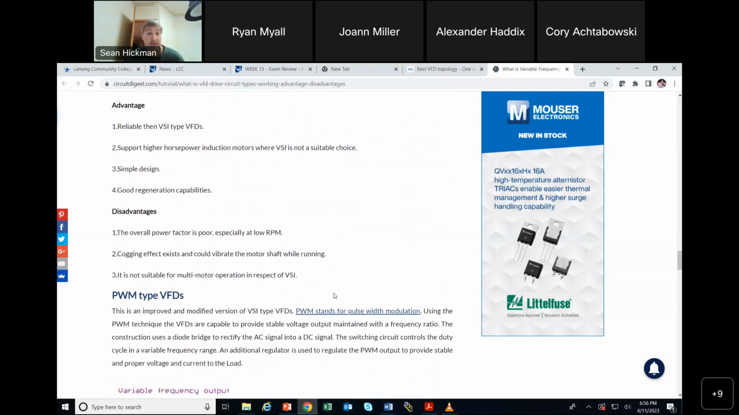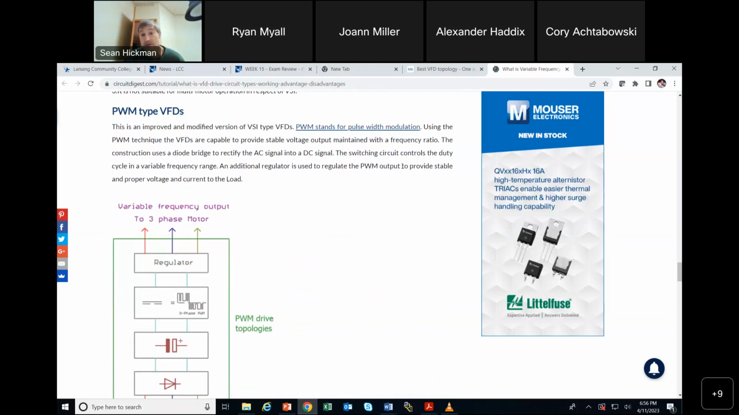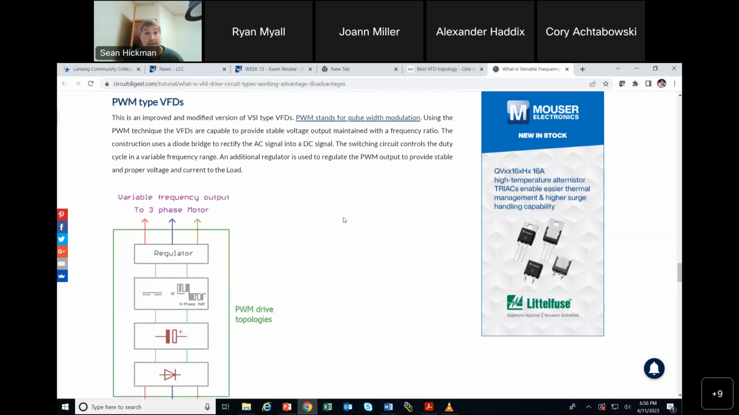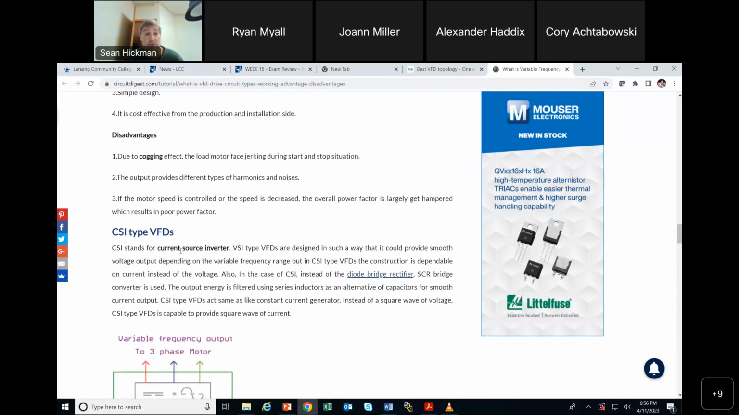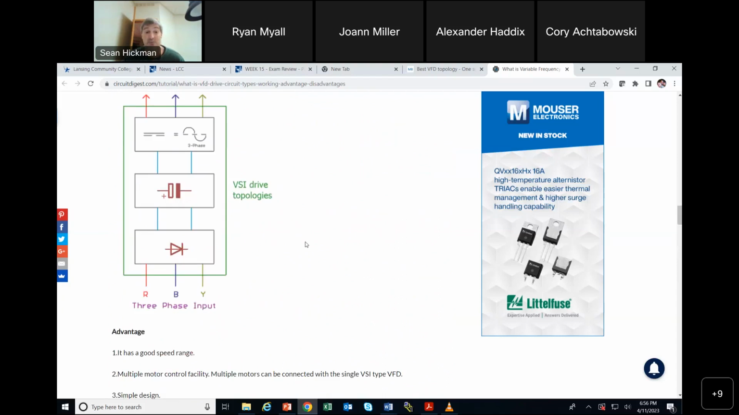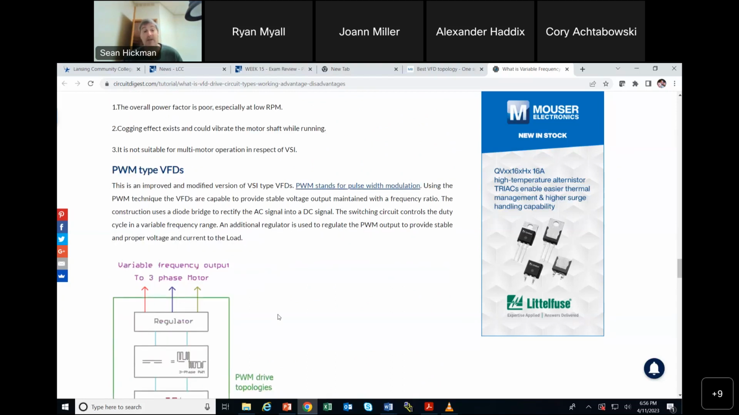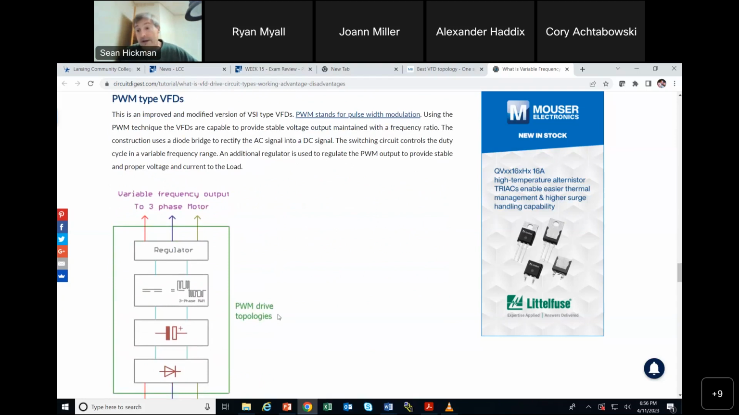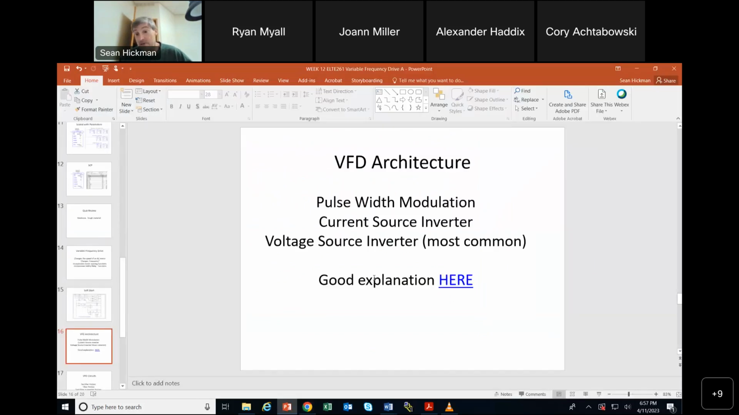And then pulse width modulation is another common one. An additional regulator is used to regulate the pulse width modulation, to provide a stable and proper voltage. So this is an improved and modified version of the VSI, which we said was the most common, the voltage source inverter. That's really what we're looking at here, the pulse width modulation. It's fancier, okay? And the better these get and the more of them are out there, like anything, the price goes down and down, and they're affordable, and you want all the bells and whistles with them. So this document here kind of explains it. There's a good explanation there of some of those things.